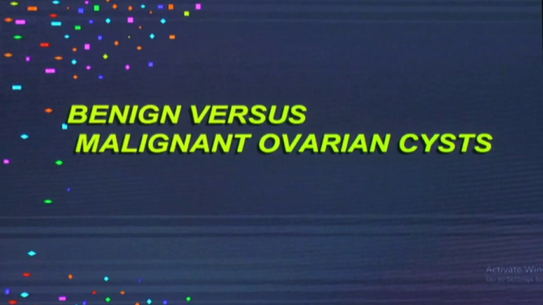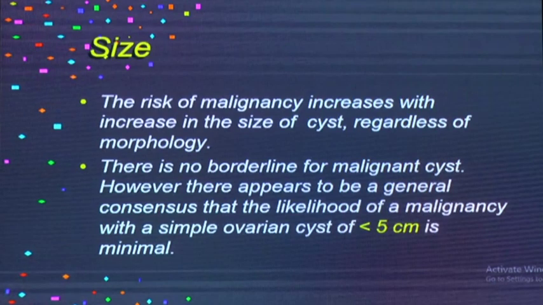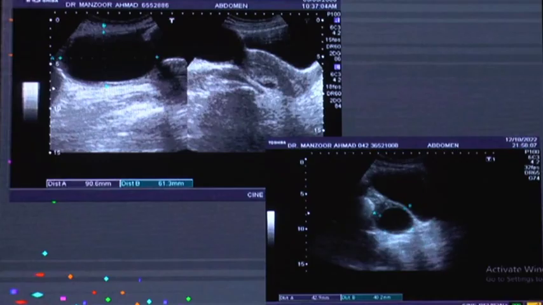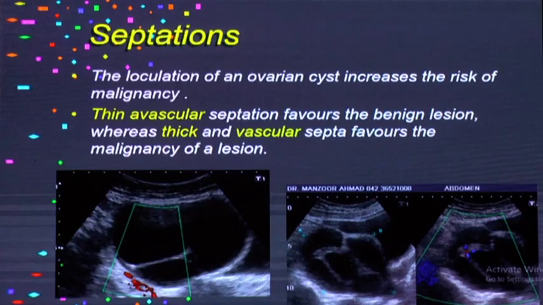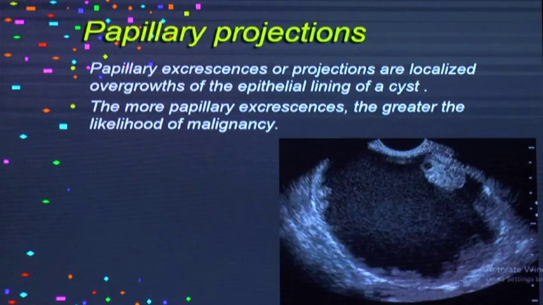A few slides regarding how to differentiate whether a cyst is benign or malignant. The first thing is to see the size. Whenever the size is less than 5 centimeters, it is considered benign, and if it is more than 5 centimeters, we have to have a follow-up to rule out malignancy within the cystic areas. And then septations: if the septa are thin and avascular, that is benign. If they are thick and vascular, that is a malignant cystic lesion.